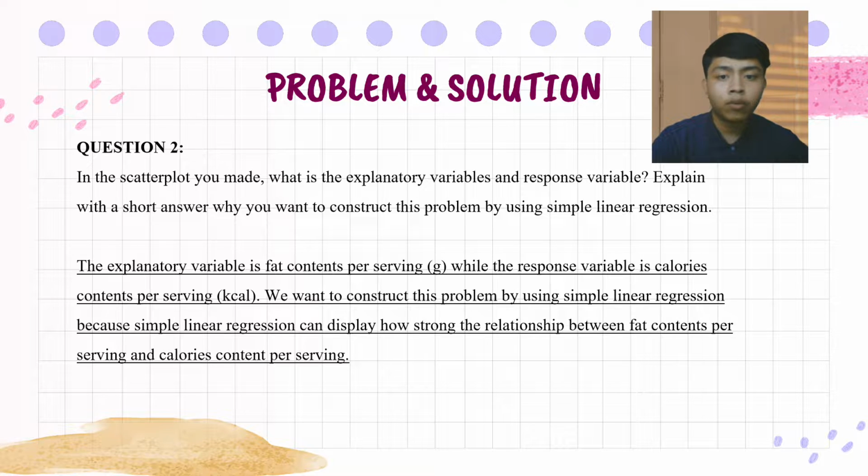Okay, then I will present the problem and solution section for questions 2, 3, and 4. In question 2, we were required to describe what the explanatory variable and response variable are and explain the use of simple linear regression in solving this problem. Based on the scatter plot, the explanatory variable is the fat content, while the response variable is the calories. Simple linear regression has been used to display the relationship between two quantitative variables. It is also used because it can display how strong the relationship is between fat content per serving and calorie content per serving.